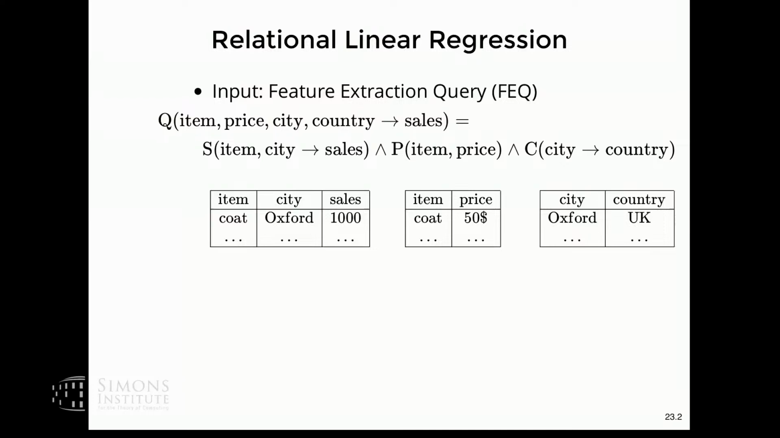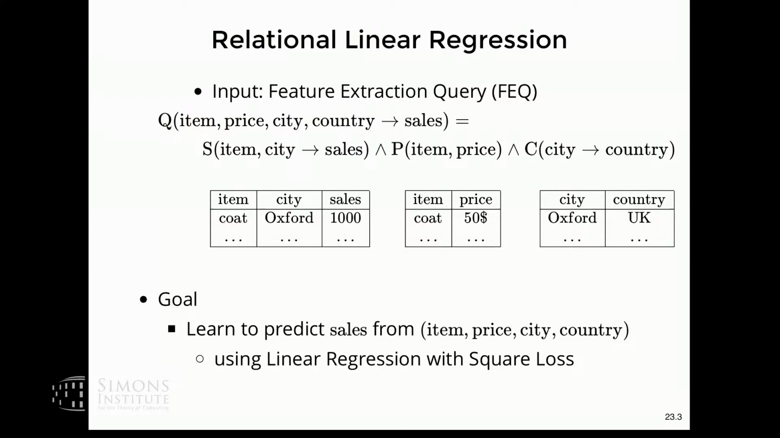And our training data comes from the join of those tables into one big table, Q, which has 5 columns. So this query is what we call the feature extraction query, in the sense that it basically extracts the features that we want to use for training. And our target in relational linear regression, in this example, let's say, is to learn how to predict sales based on these 4 features.